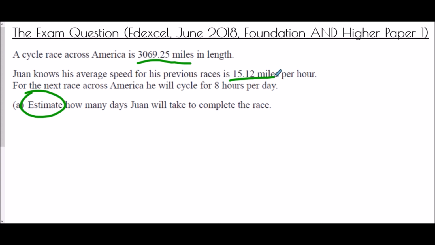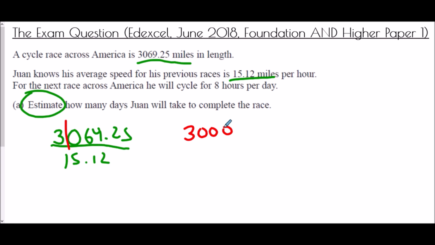And to do that, we would have to do 3069.25 divided by 15.12. But as this is an estimate, let's round each of these values to one significant figure. So we'll round the 3 to 3,000. And the 15.12, same, we'll round that at one significant figure. It'll be 20. And so if we do that division, we can cancel out the zeros. 300 over 2 is 150. And so what it's suggesting is it will take him 150 hours to complete the race.